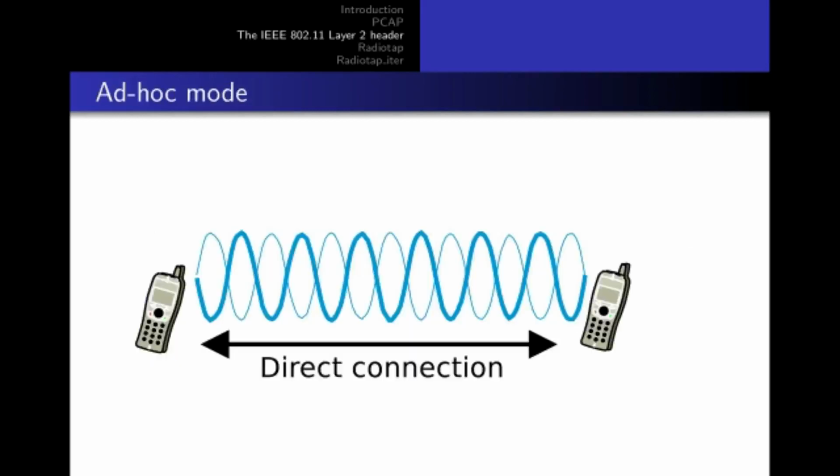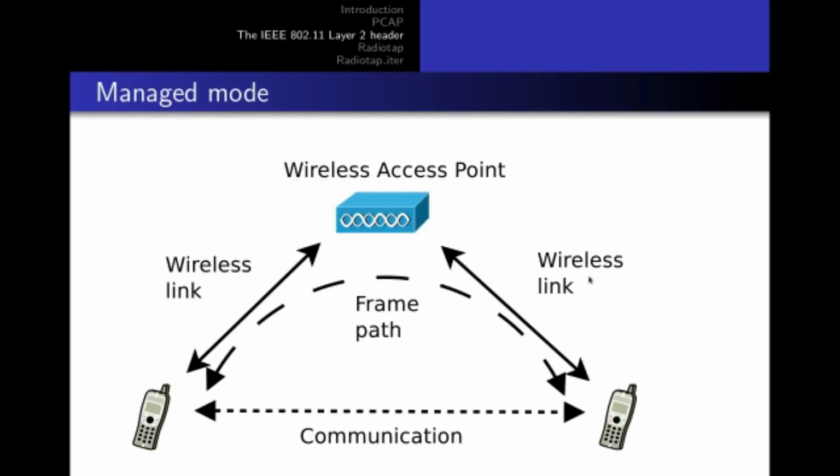So in ad hoc mode, you see here the principle. You have two devices. They have a direct connection through the Wi-Fi standard. In managed mode, you have an access point, so it manages both mobile devices, so even if they are communicating with each other, they go through the access point. And if they want to reach farther, they go through the access points to a remote network.